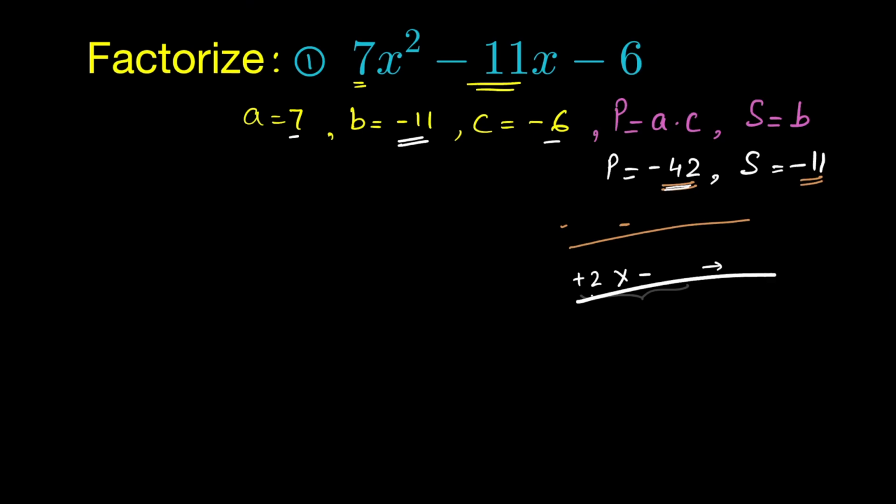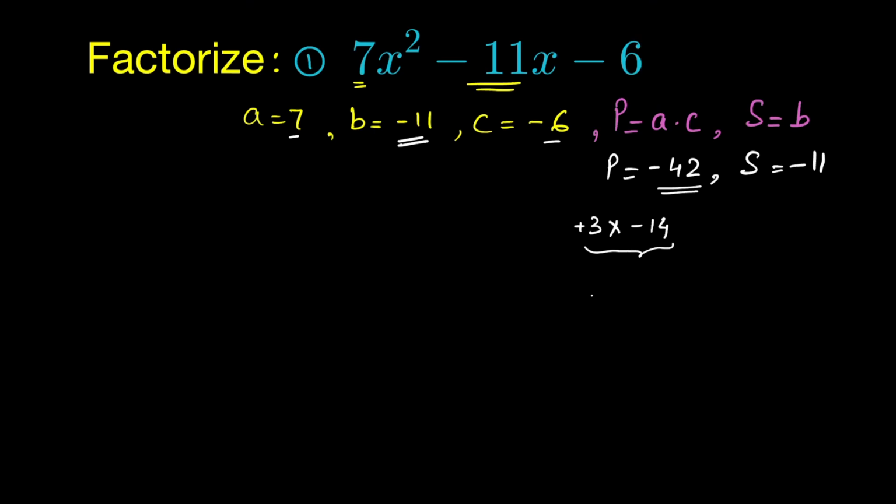Now we check for the next. We checked with 1, we checked with 2, now we are going to check with 3. So 3 times 14. We write 3 times minus 14 so that we get the product minus 42. And if we add 3 and minus 14, we get the answer minus 11. That means this pair works for product as well as for sum.